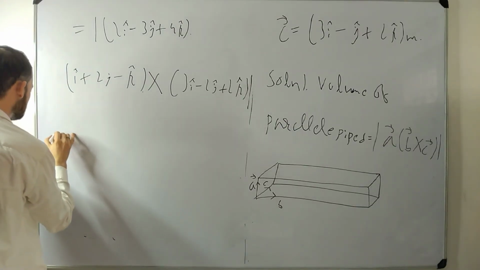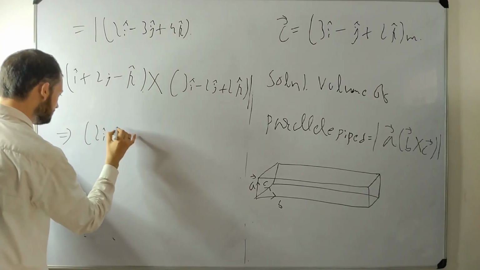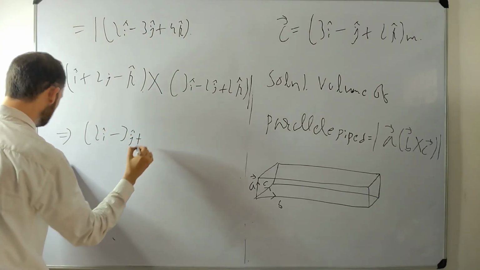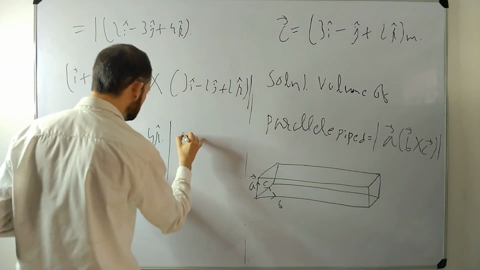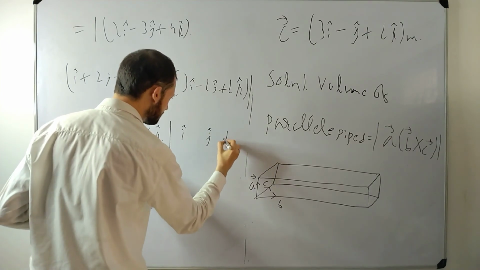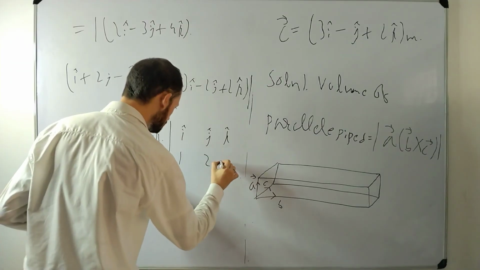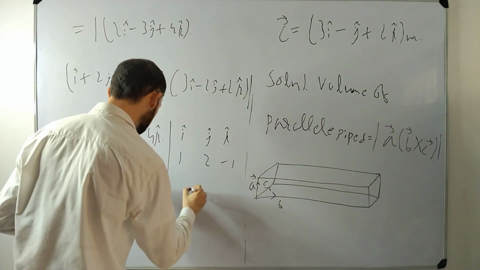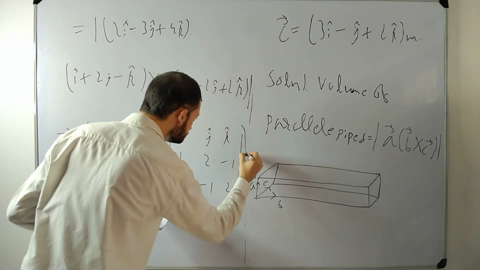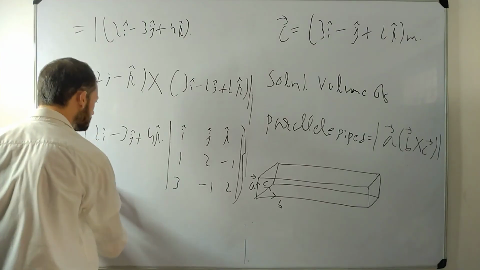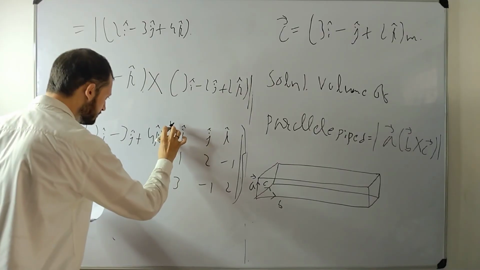Now solving this, cross multiply the thing. I will actually do this time. 3J cap, and this is plus 4K cap. Just even in this way you can solve. I cap, 1, 2, minus 1, 3, minus 1, 2. This is the thing and this is the thing. Right? Yes sir, definitely right.